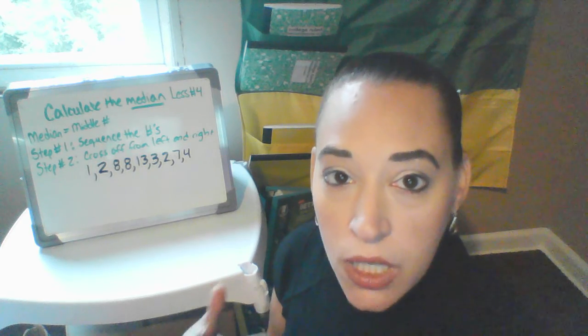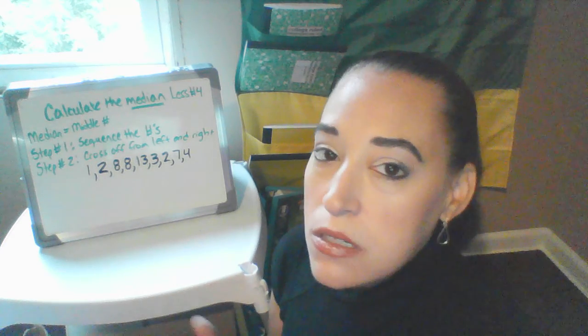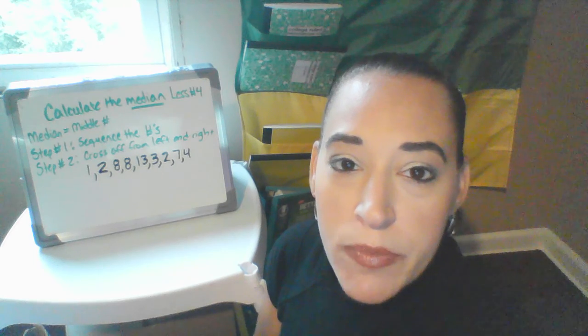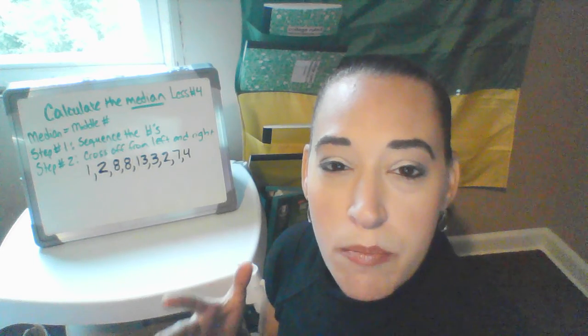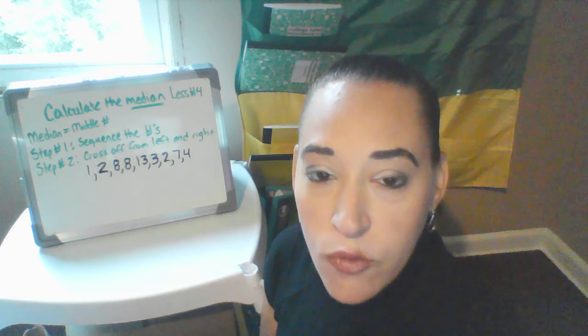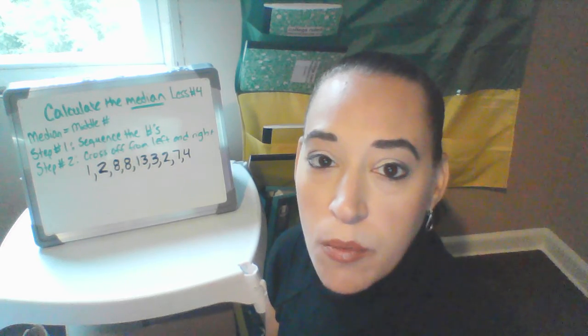This one's more complex than the last couple lessons, but still super duper easy. So the median is the same thing as the middle number. I think M for median, M for middle number.